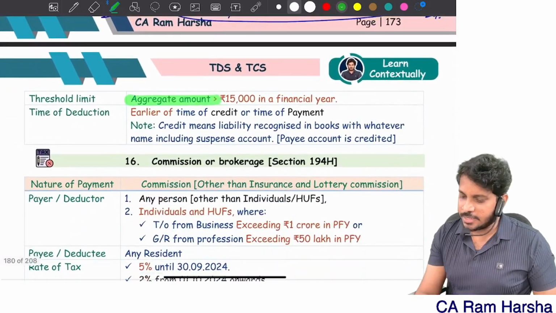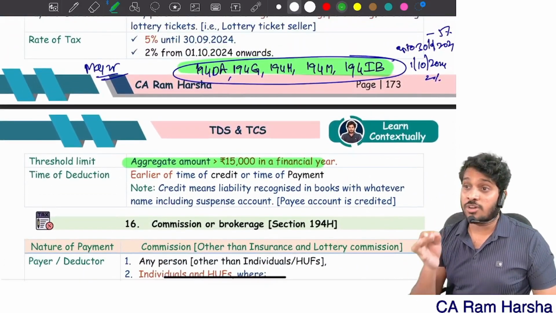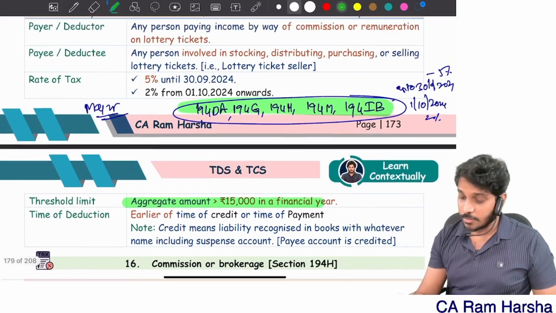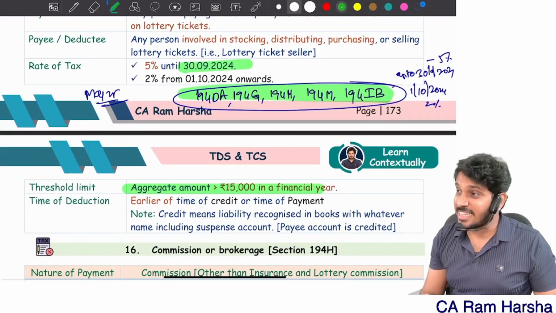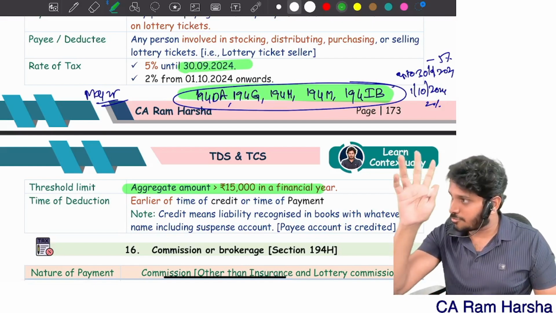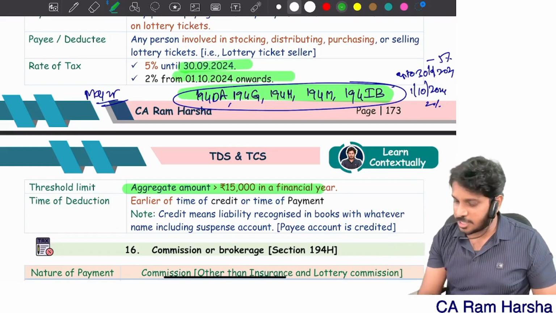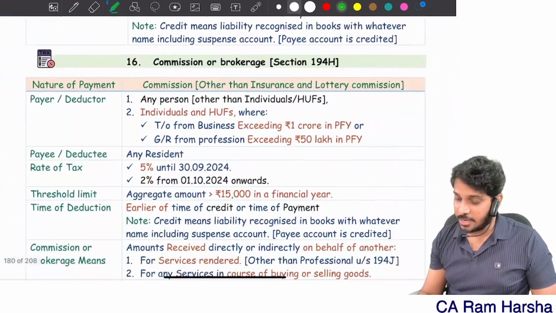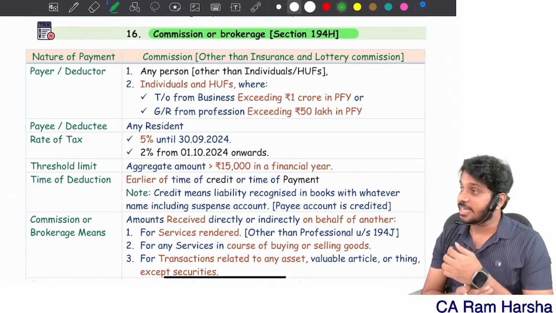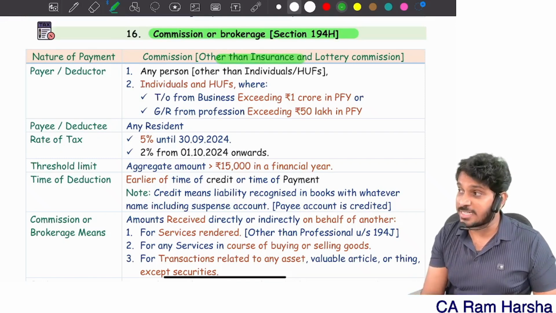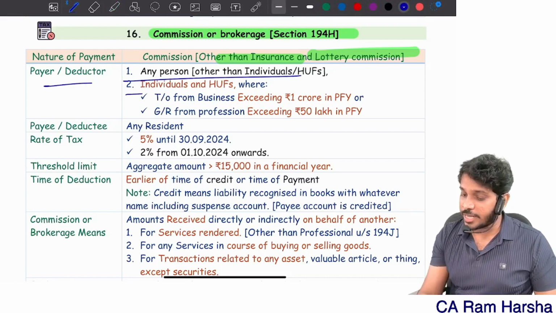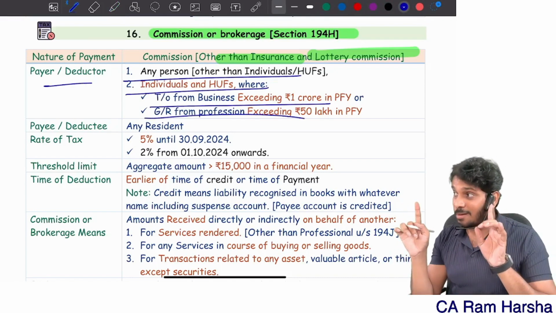Same. The yearly threshold limit is 15,000. It is the commission paid to a lottery seller for sale of lottery tickets. The rate of TDS up to 30th September is 5% on the commission amount. From 1st October, 2% on the commission amount. Are you clear? Yes or no? That's it. Then 194H. Any other commission, but not insurance commission or lottery commission. And remember, 194H is applicable to the same categories.